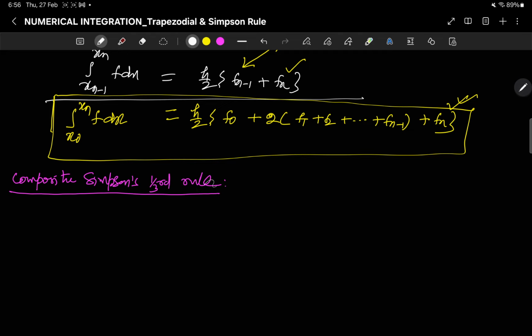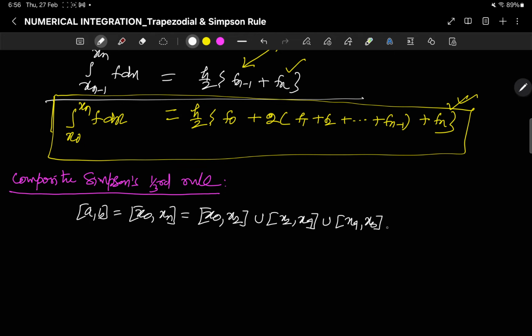Likewise for the composite Simpson's 1/3 rule, you have a to b as your x0 to xn, and you split it in this way. It is x0 to x2 as we did earlier. Then next will be x2 to x4, then x4 to x6, you go on continuing, up to xn minus 2 to xn. You see here we need n to be even, because of 2 to 4, 4 to 6; n must be a multiple of 2.